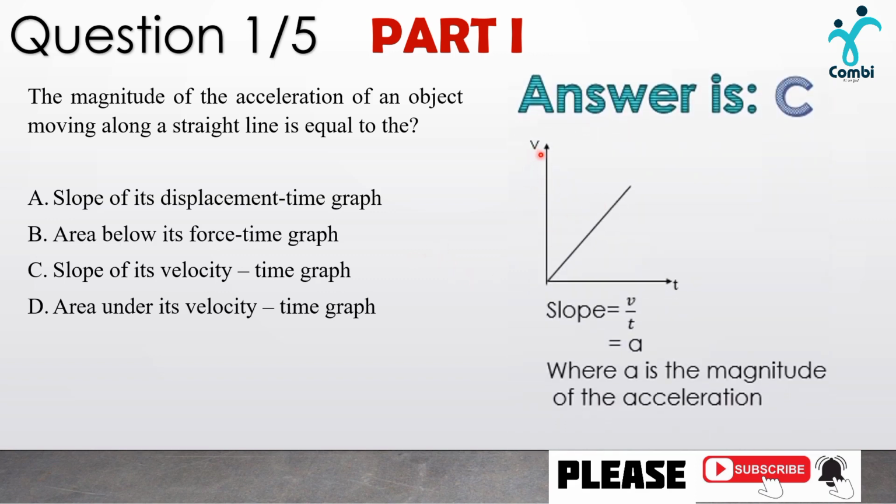Now this is an illustration of a velocity time graph where we have an object moving along a straight line. That means the acceleration of an object moving. So in this case, you can see that the slope here is equal to the velocity all over the time. And from our knowledge in mechanics, calculus, we know that this is equal to the acceleration. In this case, a is the magnitude of the acceleration.